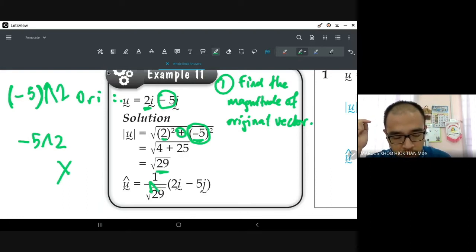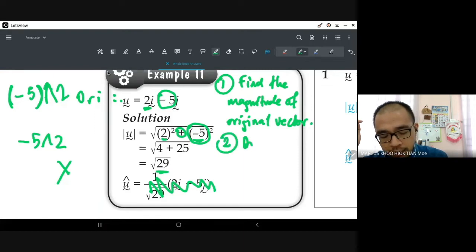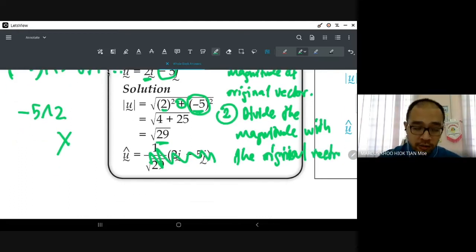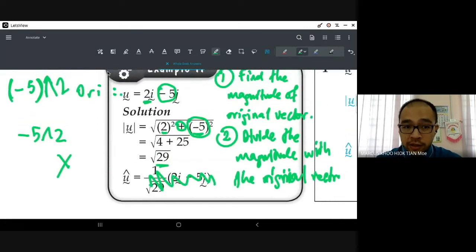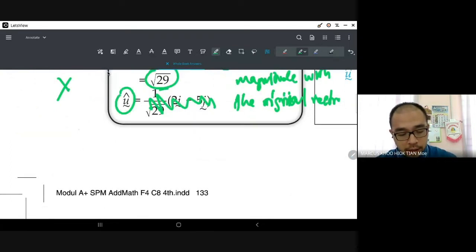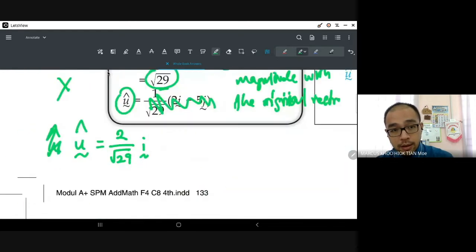Now, I don't want you to answer in this way. The second step is to divide the original vector by the magnitude. The original vector is 2i minus 5j, so everything you divide by the square root of 29. How would this look? The unit vector is equal to 2 divided by square root of 29 i, minus 5 divided by square root of 29 j.